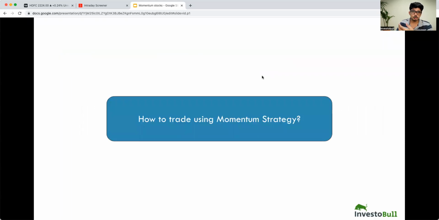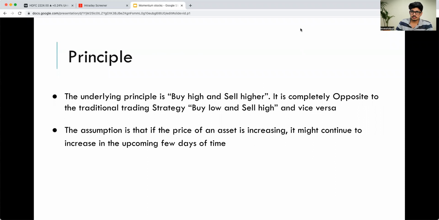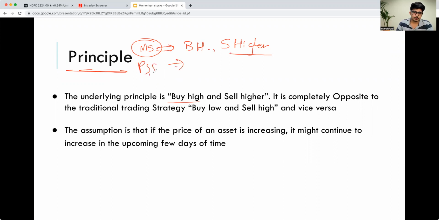Now we need to understand how to trade using the momentum strategy. We need to know the principle behind the momentum strategy. The principle is that we look for buying at a high price and we try to sell it at an even higher price. But for swing trades or any other positional trades, we try to buy low and sell high. This is the main difference in this strategy compared to other trading strategies.